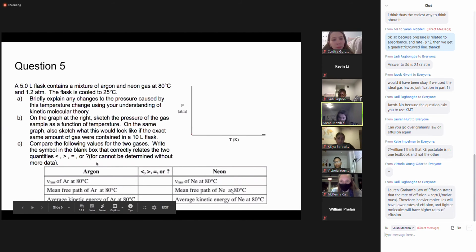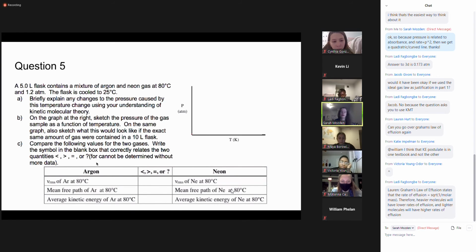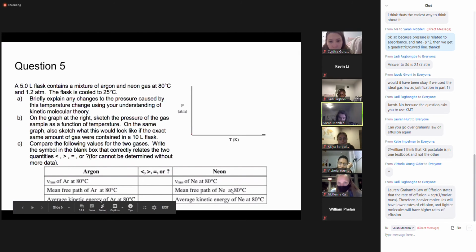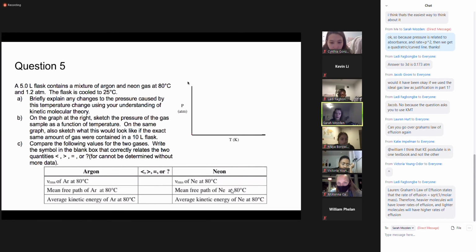Okay, we're gonna go ahead and go over this one. So for part A, it asks to briefly explain any changes to pressure caused by the temperature change using understanding of KMT. So who wants to answer that one? Victoria, go ahead.